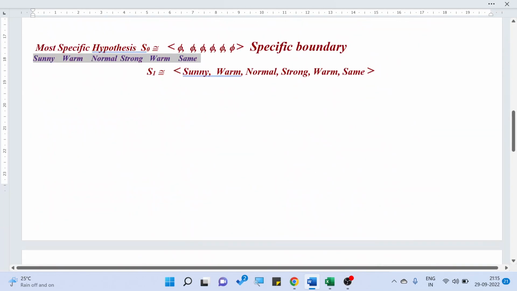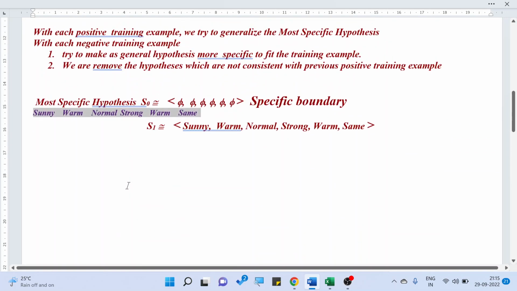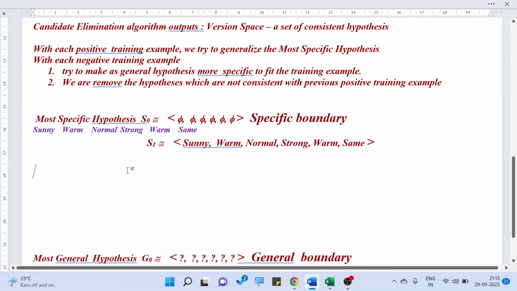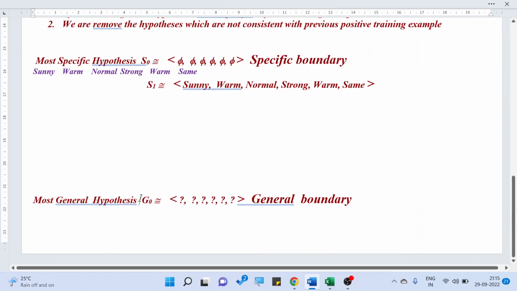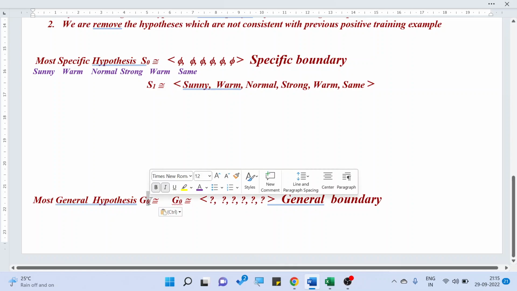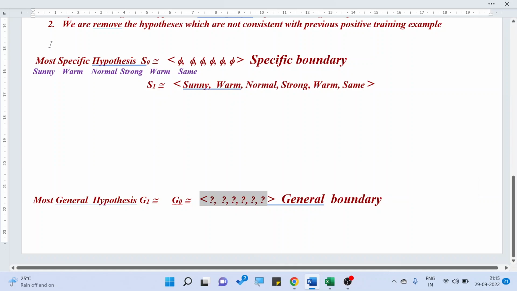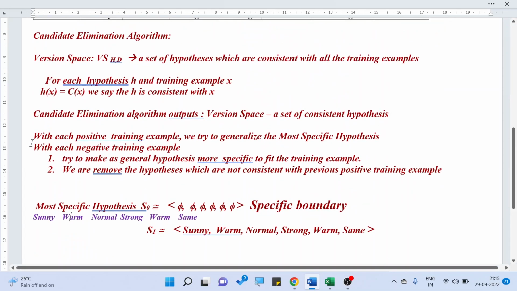Now, what about the most general boundary? Our general boundary is already satisfying it, it is accepting any value, so it is consistent with the first training example. So G1 is equal to G naught. There is no change in the general boundary because it is consistent with either sunny or any value, either warm or any value. So there is no need to update. Now take the second example.